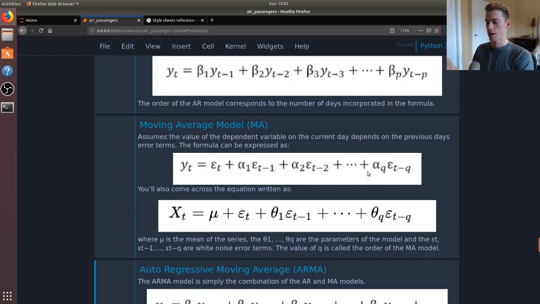So if you have 2 terms, well then that would be order 2. You'll also see the equation written like this, where this is the mean. And so I'm assuming that the mean here would get included into the error term right here, but both are valid.